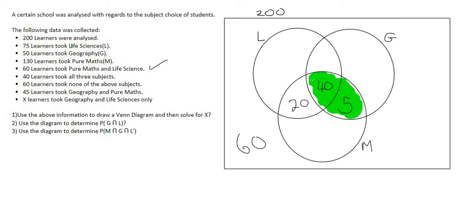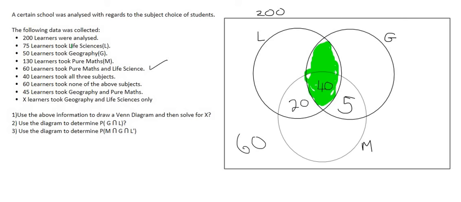Then the last bullet point says that X learners took geography and life sciences only. Okay, so the interlink between geography and life sciences is over here. And I'll take the maths circle out so you can see that clearly. But now when I put the maths circle back in, we just need to be careful. They've told us that X learners take geography and life sciences only.